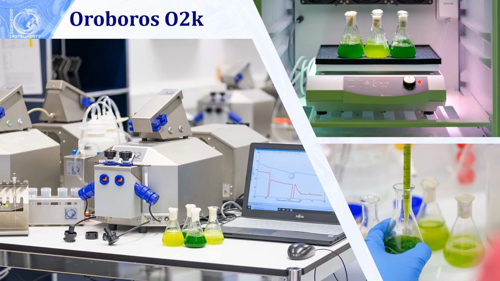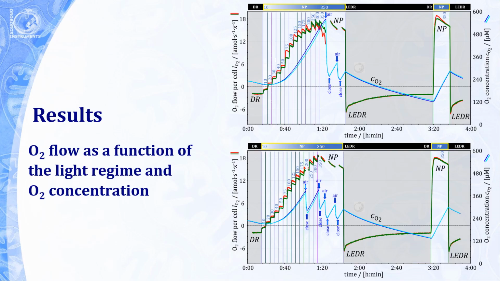The liquid cultures were autotrophically grown in tris medium at 25 degrees Celsius and at 100 micromole per second per square meter. A dilution series of 3, 6, and 9 million cells per milliliter was created. Each dilution group was loaded into both chambers of 1 O2K per experimental run.